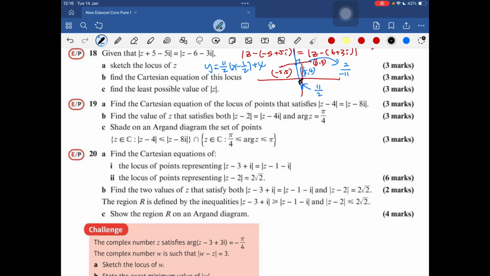So now we know this black line has the equation y equals negative 2 over 11 x, because it has the same slope as here.